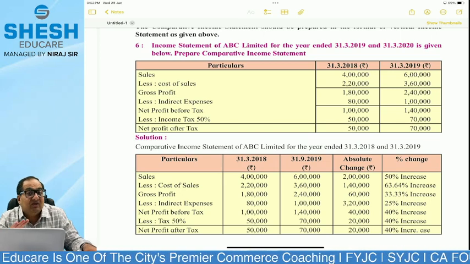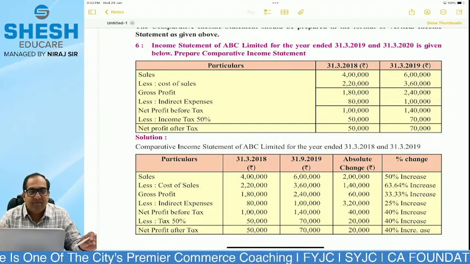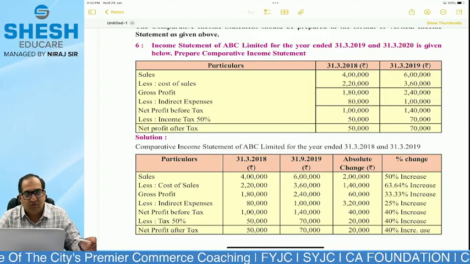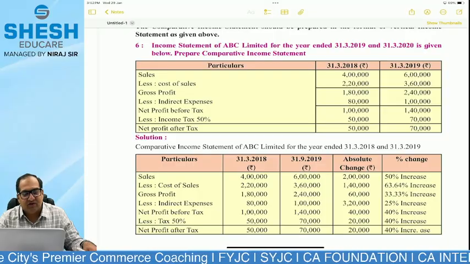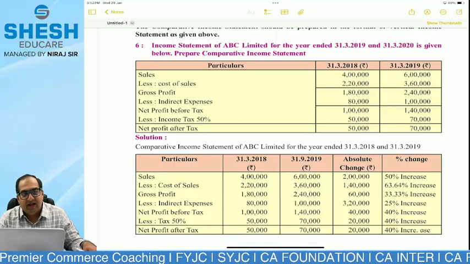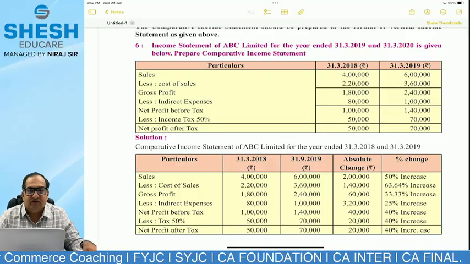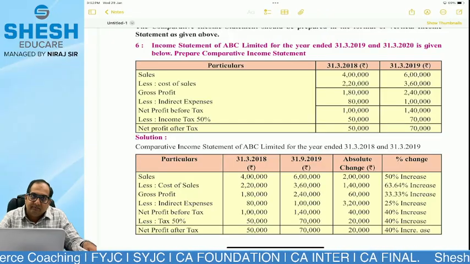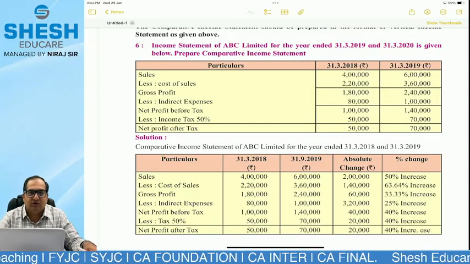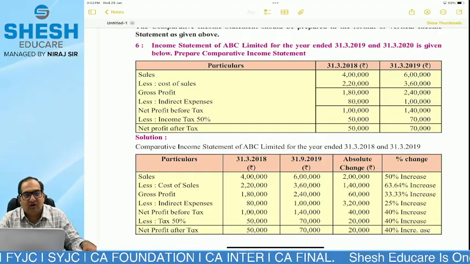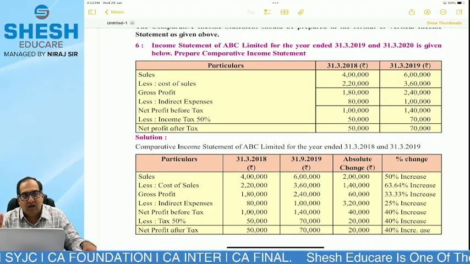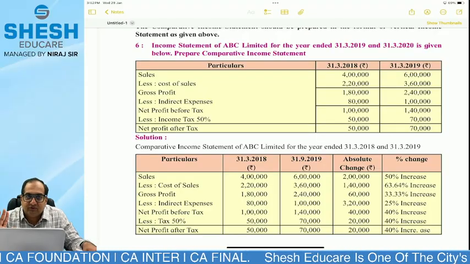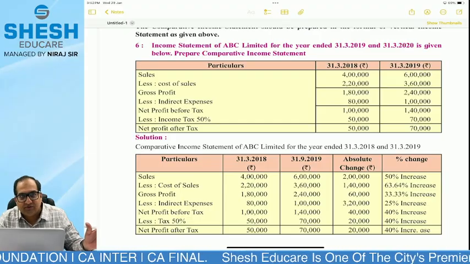So is it something extraordinary? No. Absolute change, increase, decrease, जो भी है वो divided by the previous year figure, correct? And you want to find out the percentage also, so you multiply by 100. Bas, everywhere you have to follow the same thing. This is your comparative balance sheet statement also and comparative income statement also. That's all in this video.